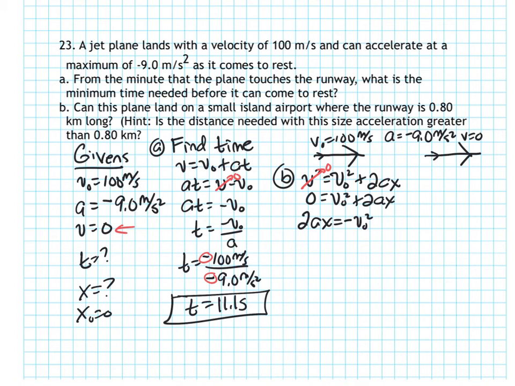And then isolating x. If I divide both sides by 2a, that'll give me x. X equal to negative v naught squared divided by 2a. So that is going to be negative 100 meters per second squared divided by 2 times negative 9 meters per second squared. Great. Negative divided by negative is going to be a positive, so that's going to work out well.